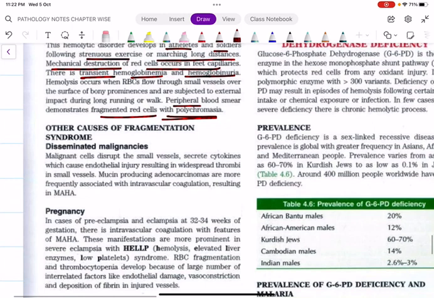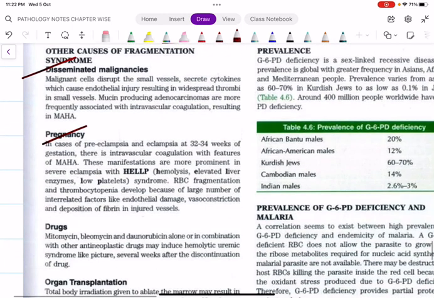Then what are the other causes I told you? Disseminated malignancy, pregnancy. How is pregnancy related? In pregnancy, they have a condition called pregnancy-induced hypertension, pre-eclampsia and eclampsia, which occurs at 32 to 34 weeks of gestation. Pregnancy itself is a hypercoagulable state. It's a high output state. Usually HELLP syndrome is not seen in all pregnant ladies. Pregnant ladies who have severe hypertension or severe eclampsia may present with HELLP syndrome.